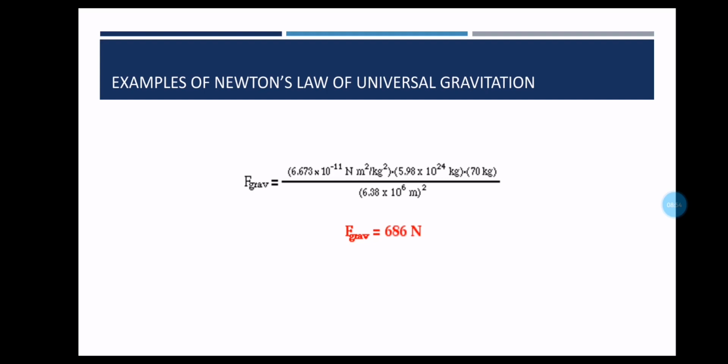F equals, first you put G, second you put the mass of the first object, which is in this case the mass of the Earth, and the mass of the second object, which is in this case the mass of the student, over the distance to the power 2, and you'll get the force, 686. The rest is calculation.